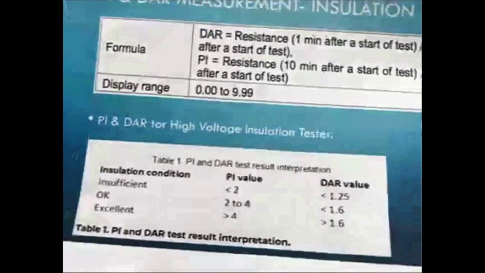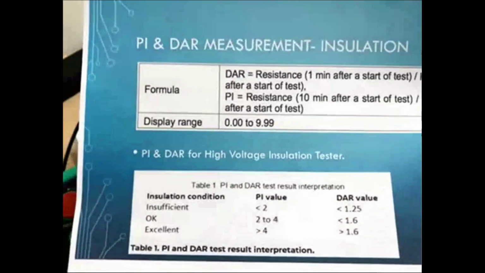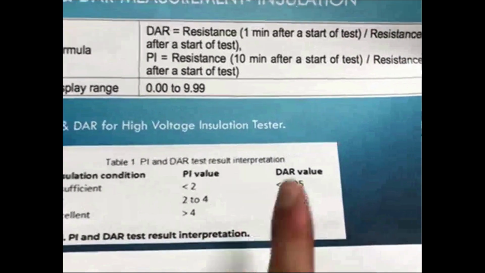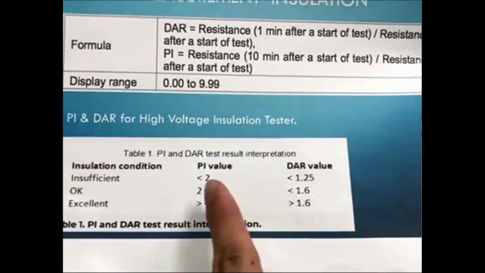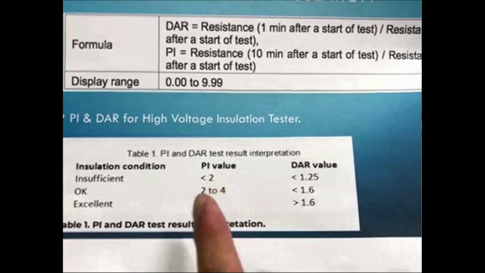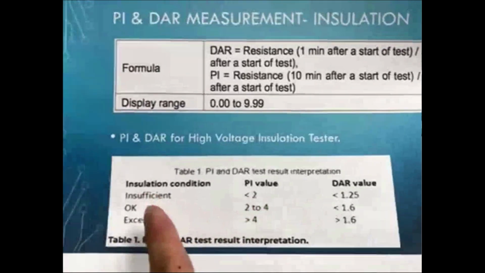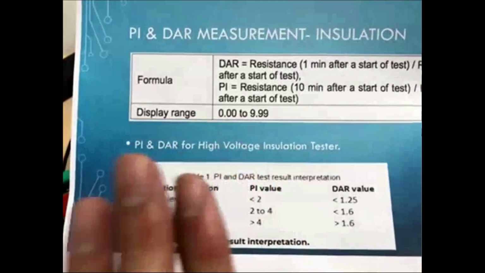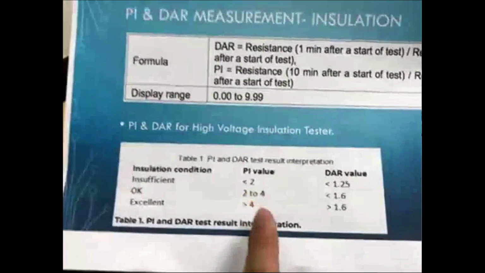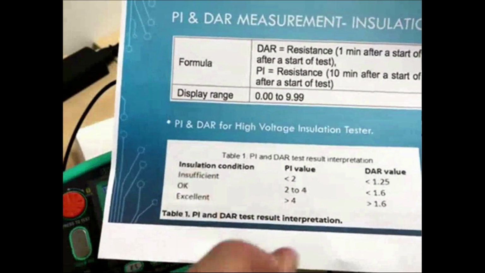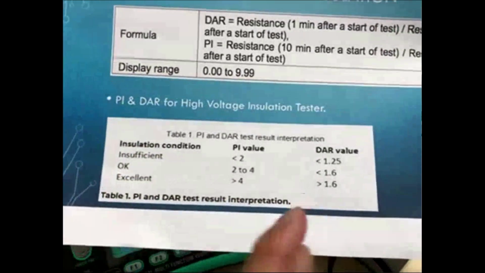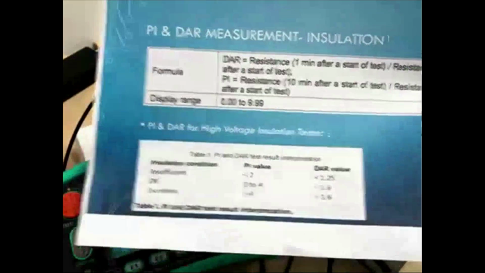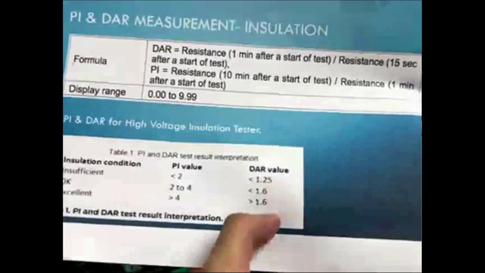So why do we need to test PI and DAR? You see the value here. For PI, if the result is lower than 2, it means your insulation is insufficient. If 2 to 4, your insulation is okay. If more than 4, your insulation is excellent. For DAR, it's like this.